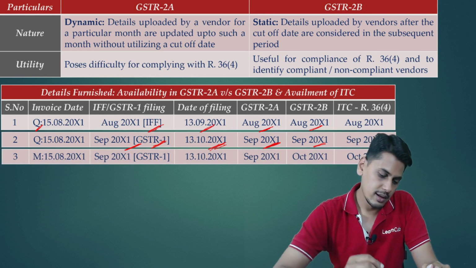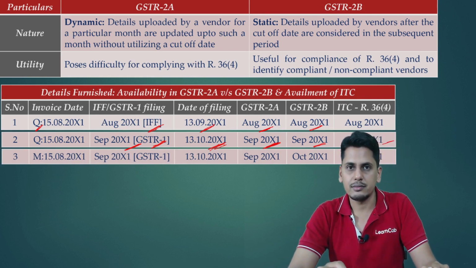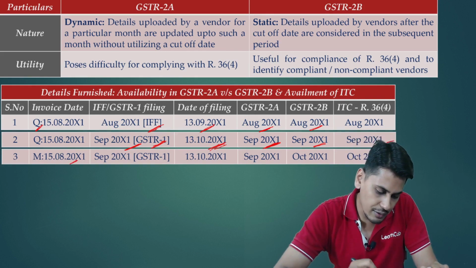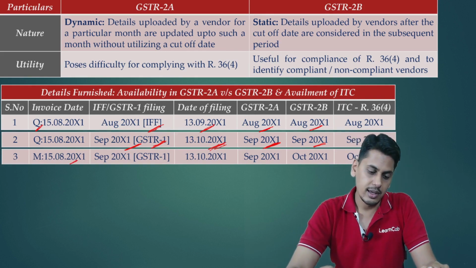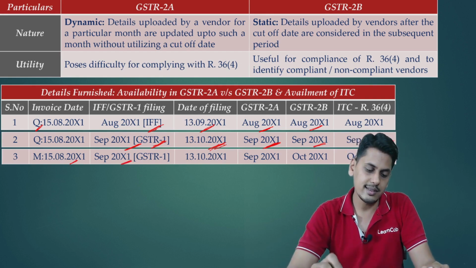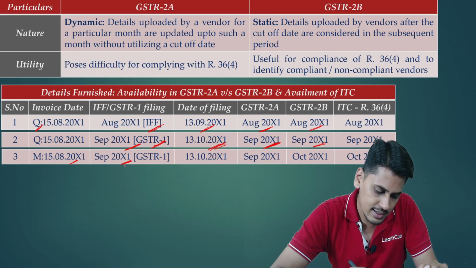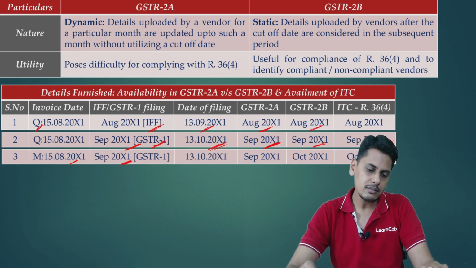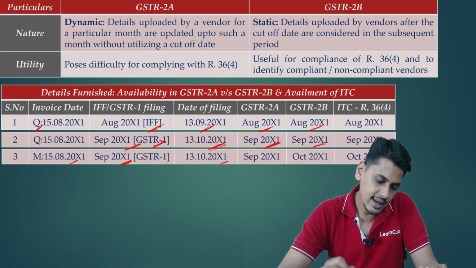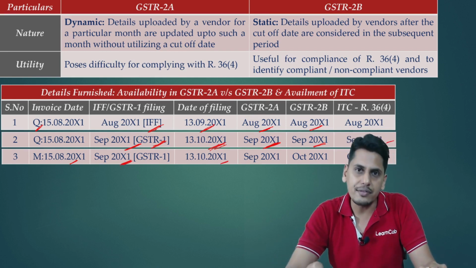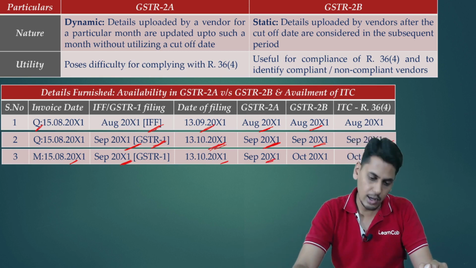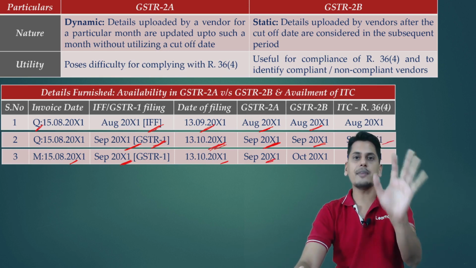Next one. The supplier is a monthly filer. Invoice dated 15th of August. It is included in GSTR 1 of September. The date of filing is 13th of October. Now friends, since it is included in GSTR 1 of September, it would appear in GSTR 2A of September.